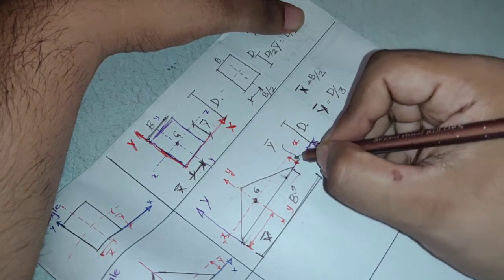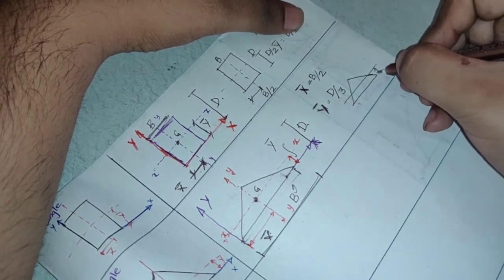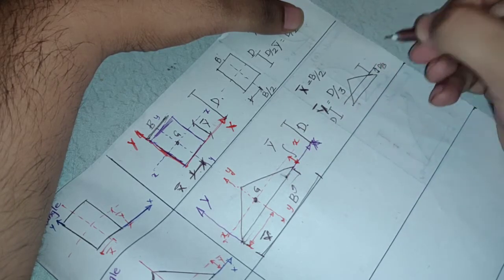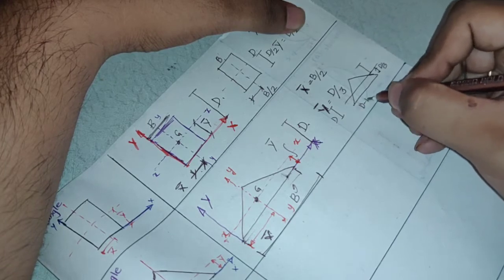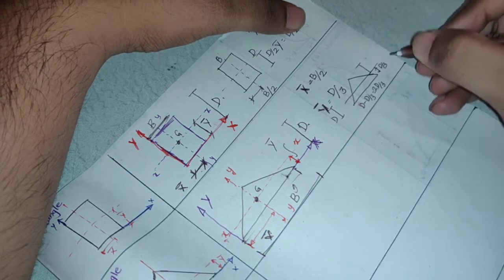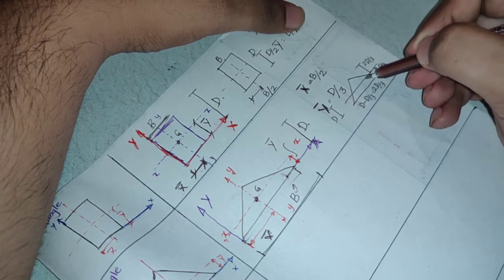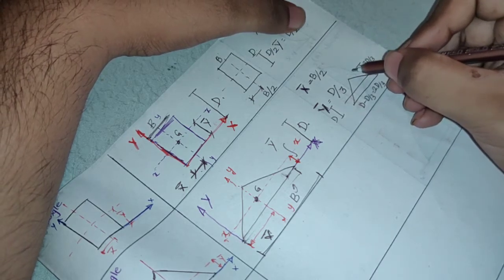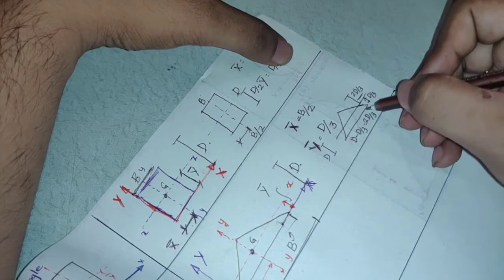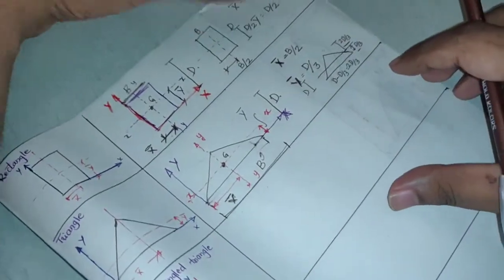So if I draw it like this, and this value is d by 3, what is the total height? The total height is d. So what will this value be? It will be d minus d by 3. 3 ones are 3, 3 minus 1 is 2. This will be 2d by 3. So if you locate the distance of the centroid from the top side, it is at a distance of 2d by 3. In the same way, if you locate the distance from the bottom, it is at d by 3. So hope you understood this part.